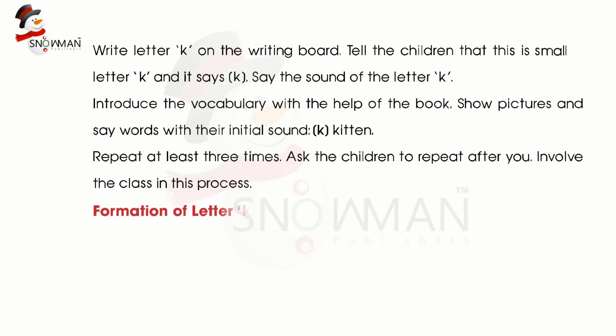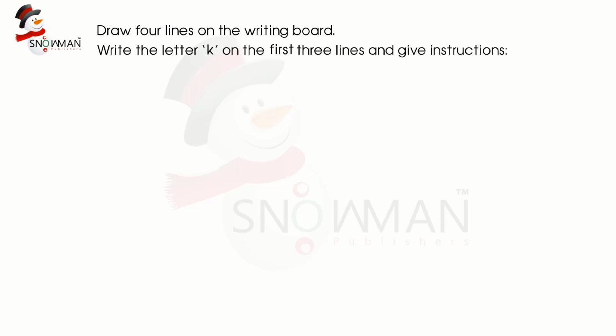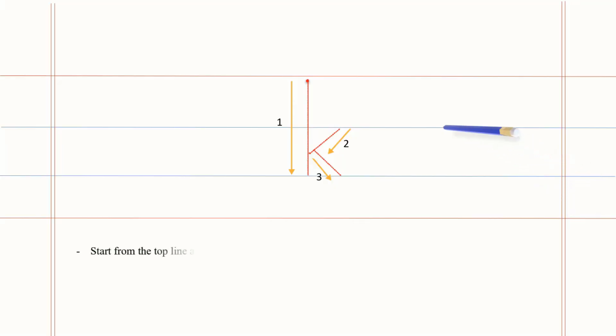Formation of letter K activity. First of all, get attention of the children. Encourage them to sit up straight and not bend their backs. Draw 4 lines on the writing board. Write letter K on the first 3 lines and give instructions. Start from the top line and move all the way down to the 3rd line.